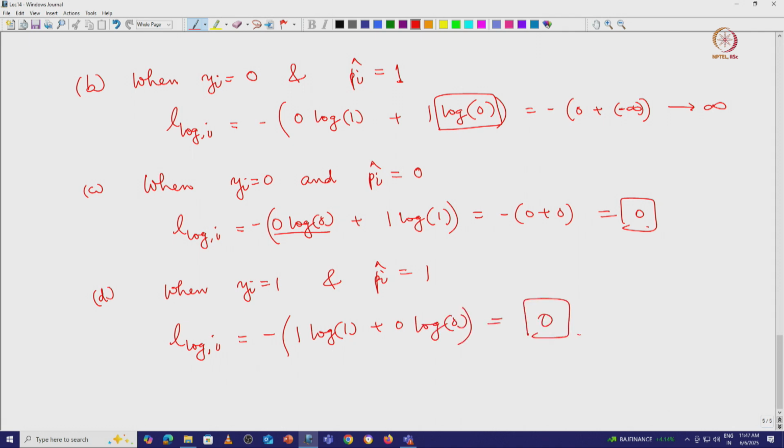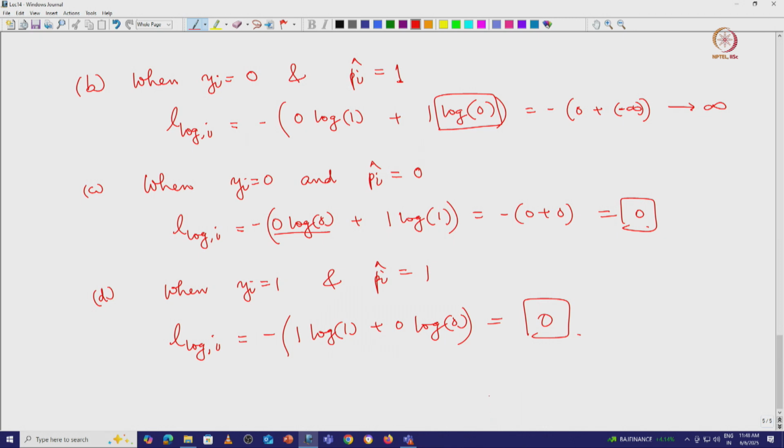So the log loss function clearly is able to capture when the model is doing well and when the model is doing terribly. So this is how a classification model, especially logistic regression, is trained.